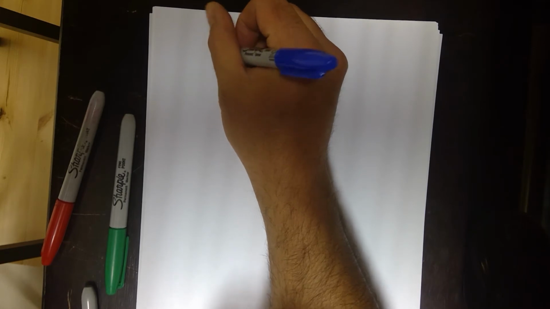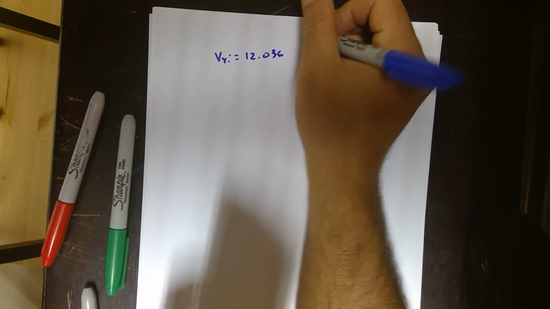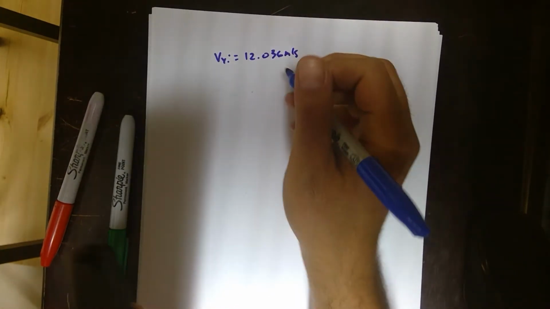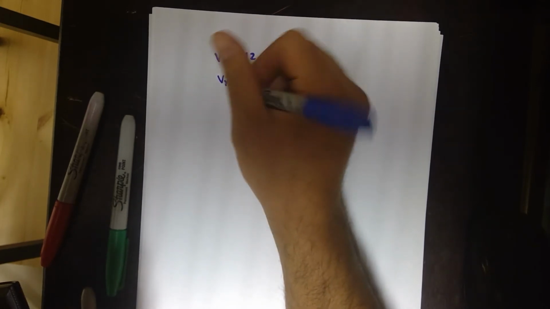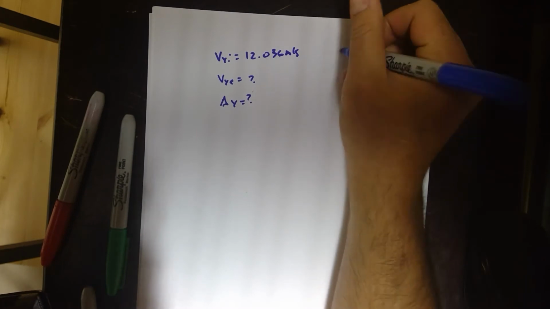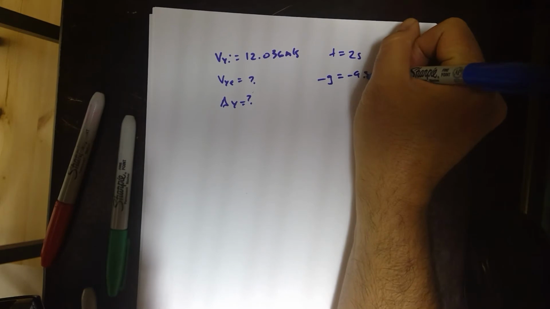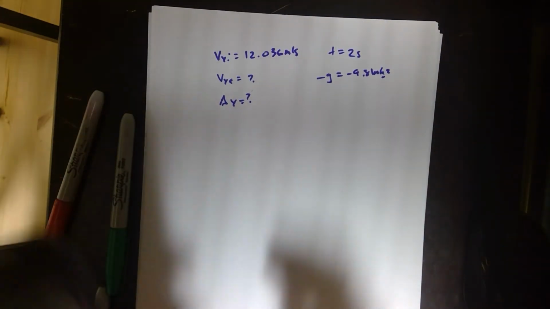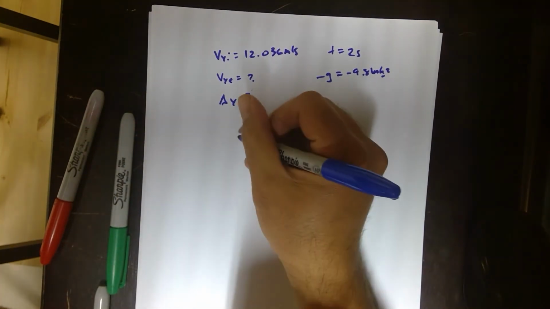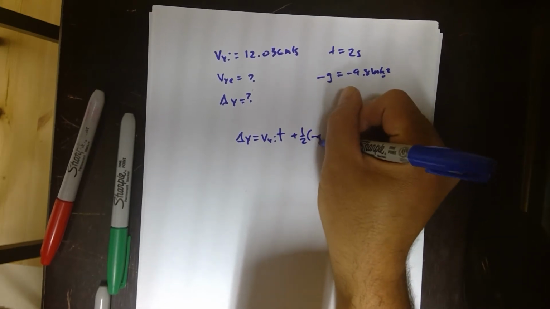So basically, we have an initial vertical velocity of 12.036 meters per second. The VYF at that point is completely unknown. Delta Y at that point is completely unknown. We said that the time is going to be 2 seconds, and the acceleration is that due to gravity. So we have 3 out of the 5. We can get all 5. Just taking a look at the quantities I'm given, looks like this is going to be the formula to use.